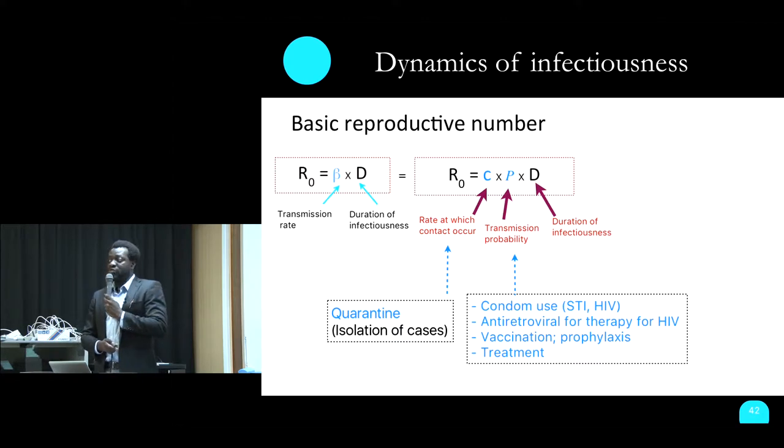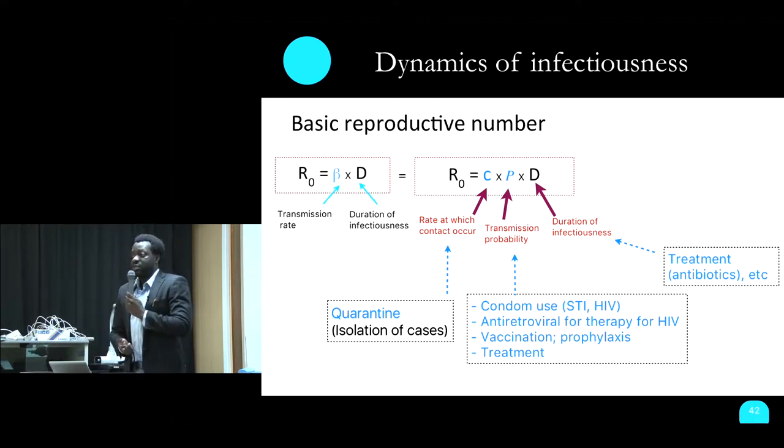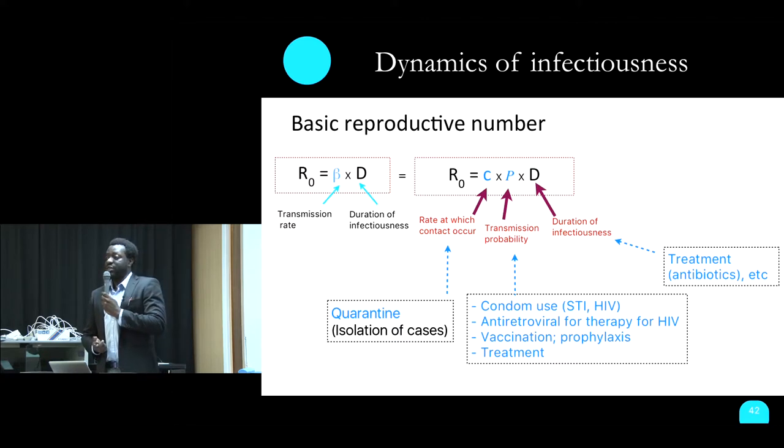Vaccination and any kind of prophylaxis act on this factor here, or even treatment. Then there is the duration of infectiousness. Some infectious diseases can be treated by antibiotics. When you treat, you decrease the duration of infectiousness and stop the transmissibility. So most interventions play on one or many of these factors in order to control the infectious disease.